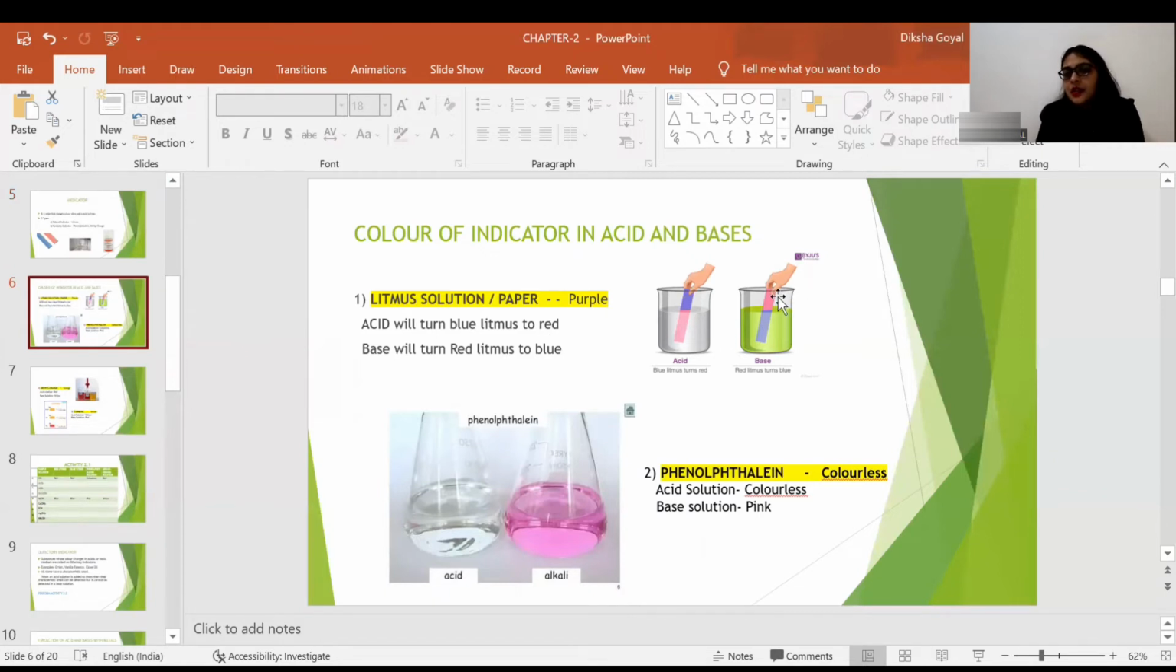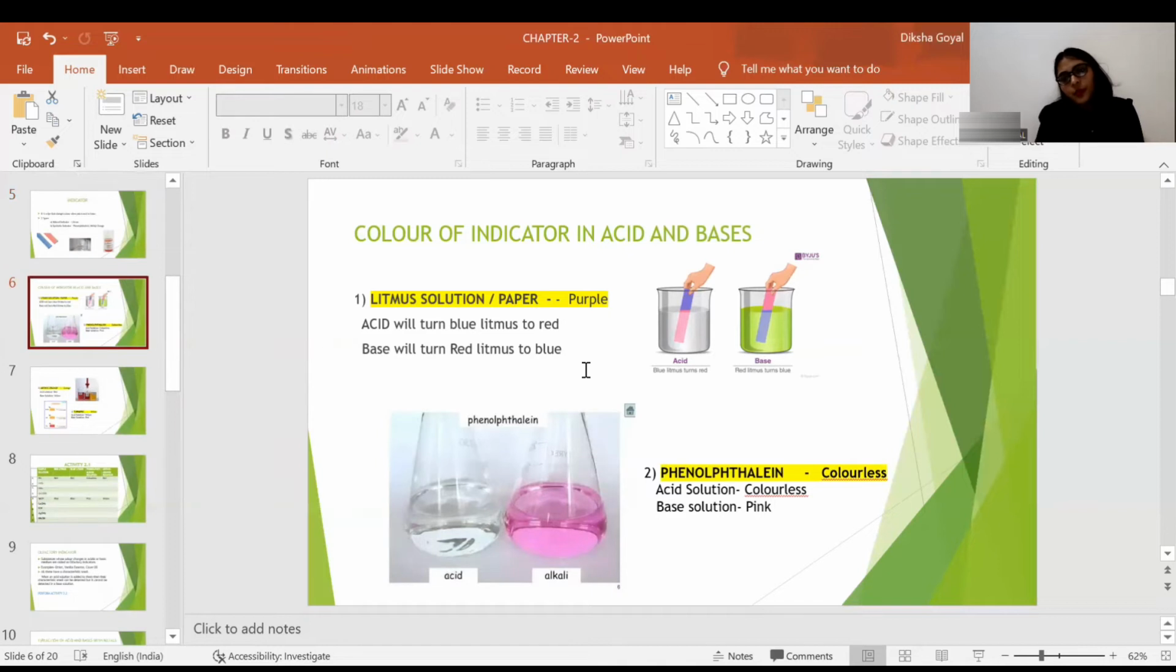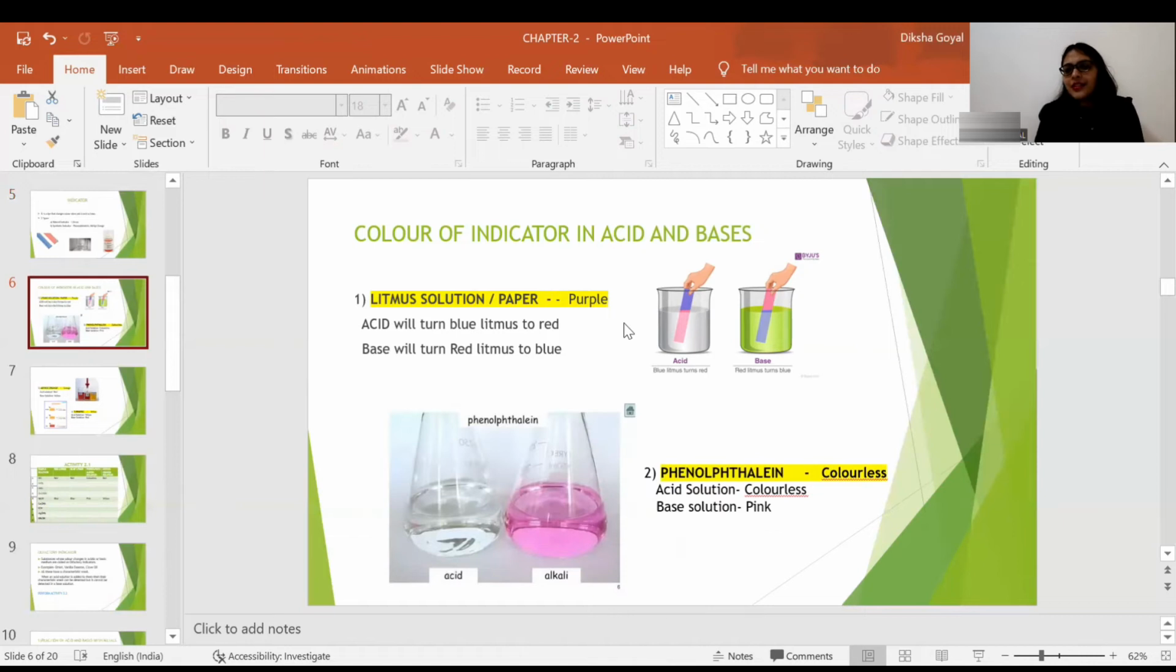And here this person is holding this red litmus paper. And when we put it in base, it turns into blue. That means base will turn red litmus to blue. This you can also learn by the way that base starts from B, and the color blue starts from B. So base is blue, acid is red. Fine? Okay. Then the next indicator is phenolphthalein.